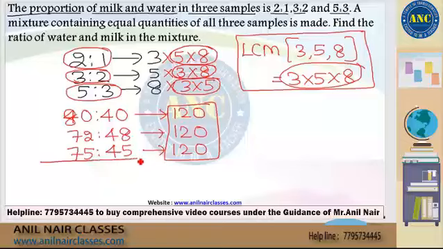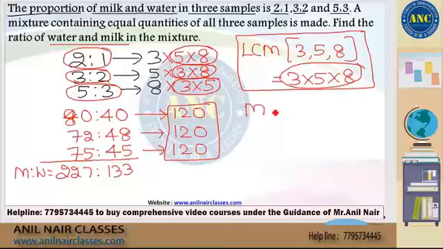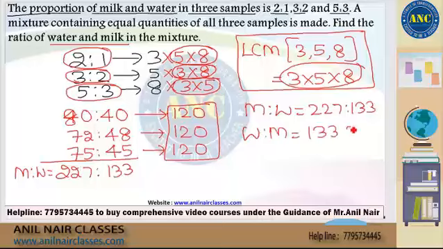Now, the resultant is what they are asking. Find the ratio of water and milk in the mixture. 80 plus 72 plus 75 is 227. 40 plus 48 plus 45 is 133. This is milk and water ratio. The question is asked for water and milk ratio. Reverse it. Milk and water is 227:133, so water and milk should be reversed. It is 133:227. This should be my answer.